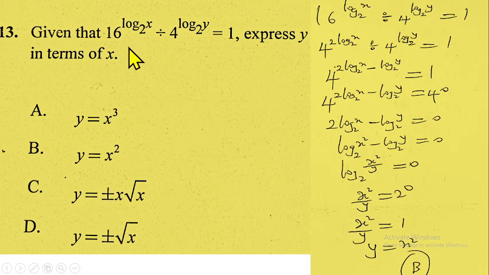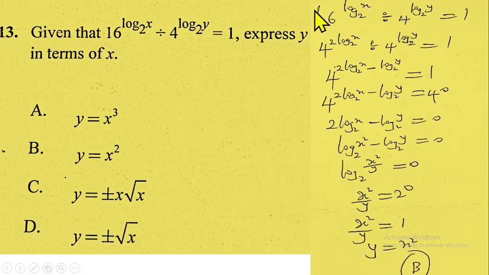Question number 13 is on logarithm, and it's also related to indices. Given that 16 raised to power log x base 2 divided by 4 raised to power log y base 2 equals to 1. Express y in terms of x. That means you have to make y the subject of the formula in terms of x. How do we do that?